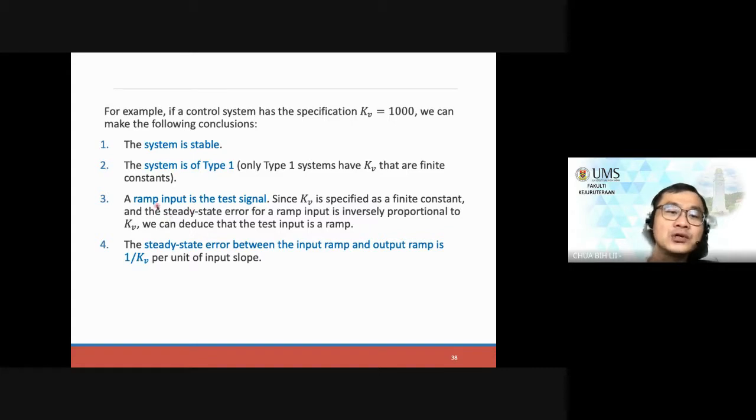Then we also know that if we put in a ramp input, there will be a finite steady state error. If you upgrade the order of the input to a parabolic, then for sure the system will show an unbounded type of steady state error.